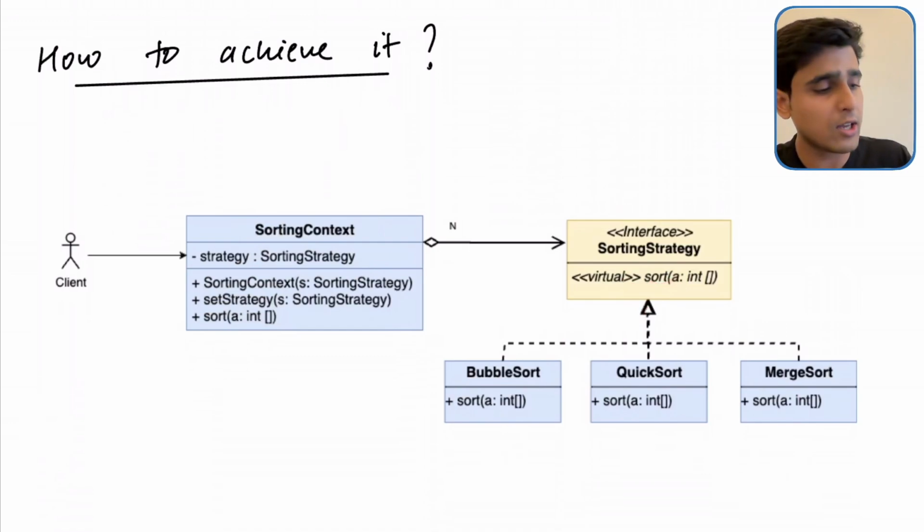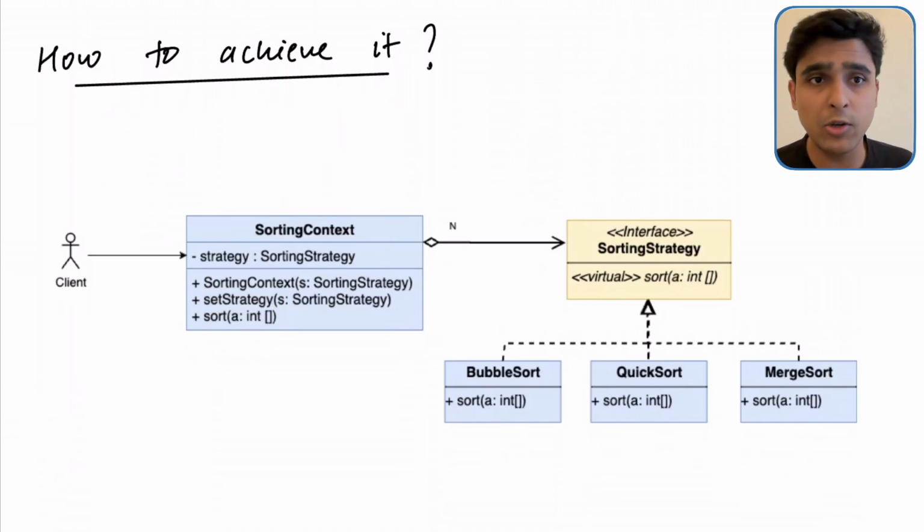So sorting context always knows that it can call that sort function of that strategy, and that strategy will be implemented. So this is a composition. Sorting context contains sorting strategy. It does not inherit. So that is the difference between inheritance and composition.